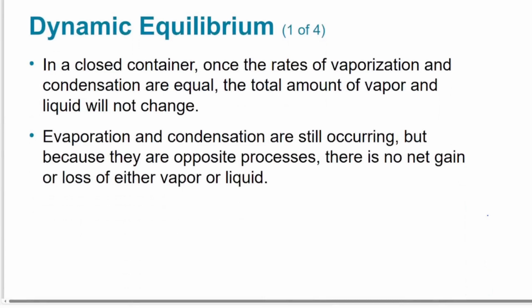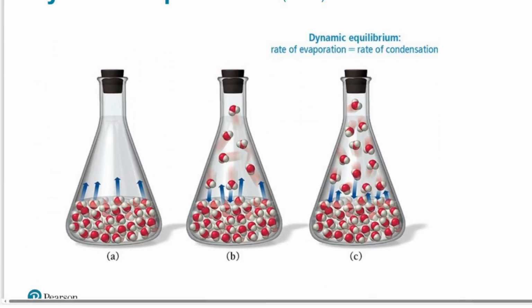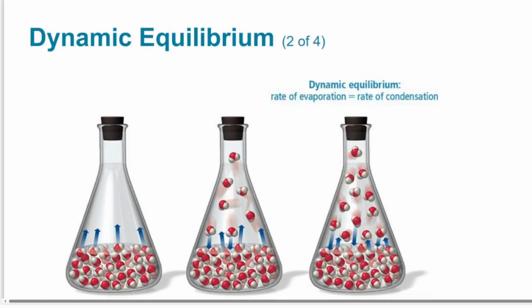In a closed container, we can reach what's called dynamic equilibrium when the rate of vaporization and condensation of a liquid are equal. So the total amount of vapor doesn't change. The evaporation and condensation effects are still occurring, but these are opposite processes, and they reach a point where there's no net gain or loss of either the vapor or the liquid, and the rate of evaporation is equal to the rate of condensation. This is called dynamic equilibrium. We're going to be viewing equilibrium a lot in this class, and this is just our first example of it.